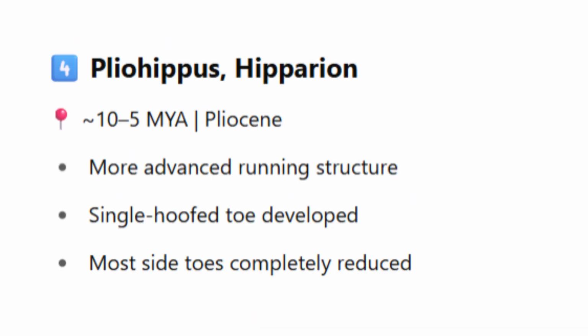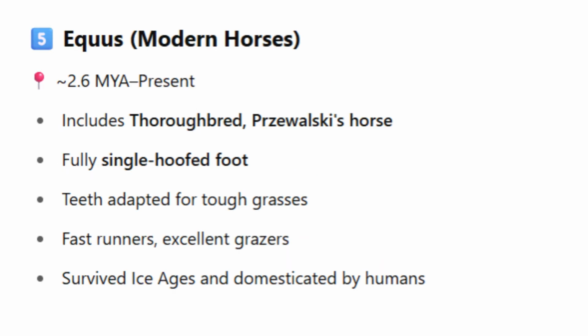4. Pliohippus, Hipparion, Pliocene. More advanced running structure. Single-hoofed toe developed. Most side toes completely reduced. 5. Equus, modern horses, 2.6 MA to present. Includes the thoroughbred and Przewalski's horse. Fully single-hoofed foot. Teeth adapted for tough grasses. Fast runners, excellent grazers. Survived ice ages and were domesticated by humans.